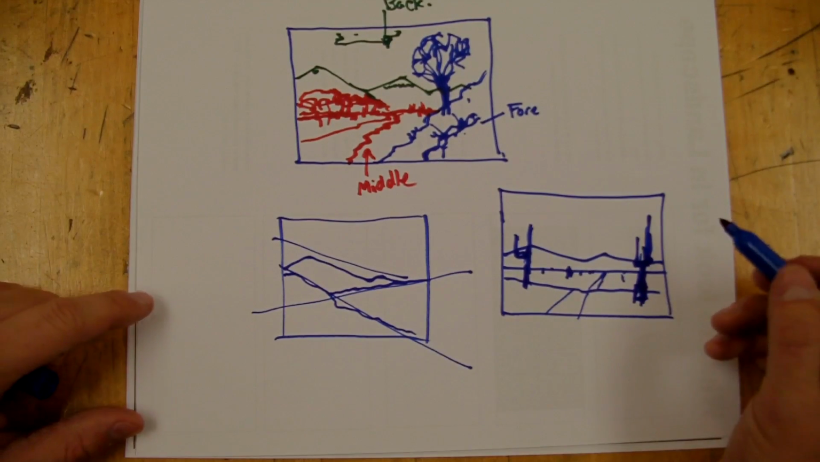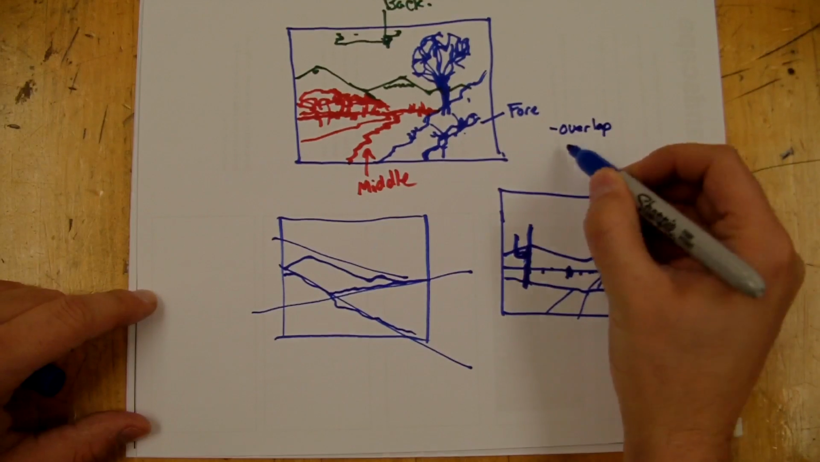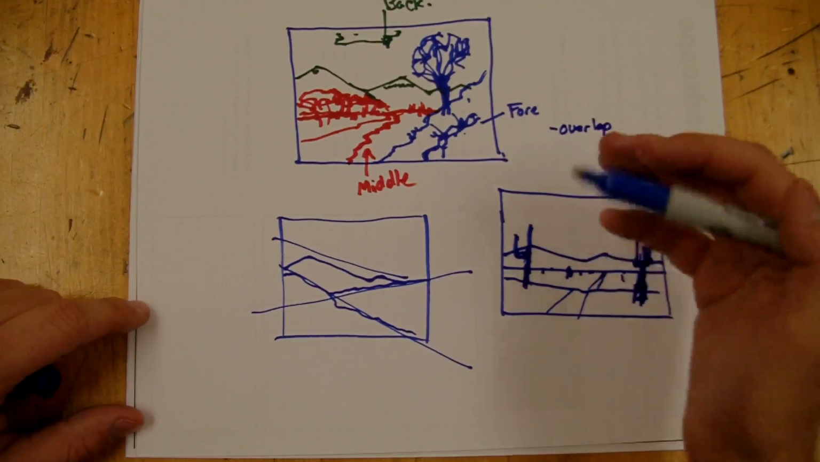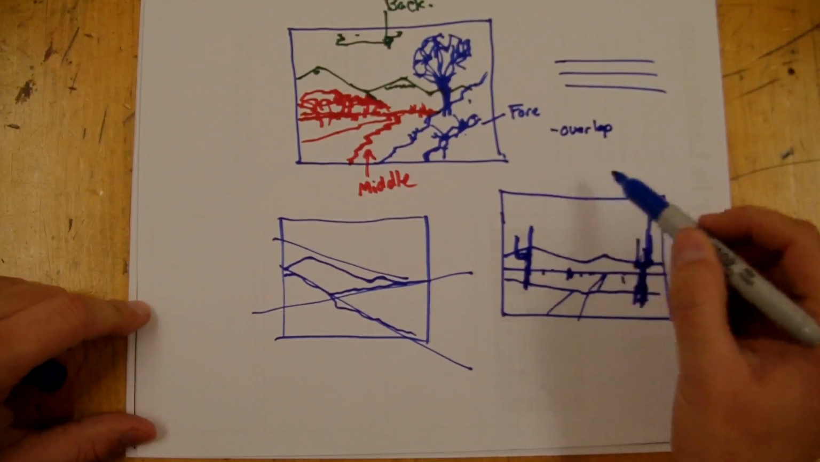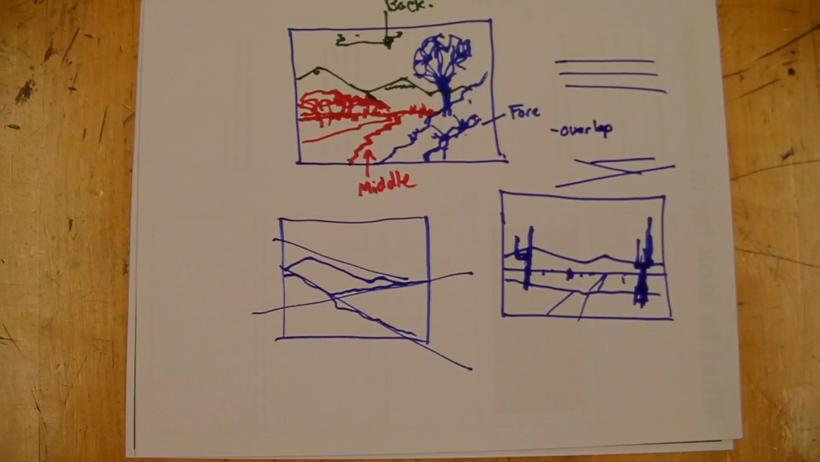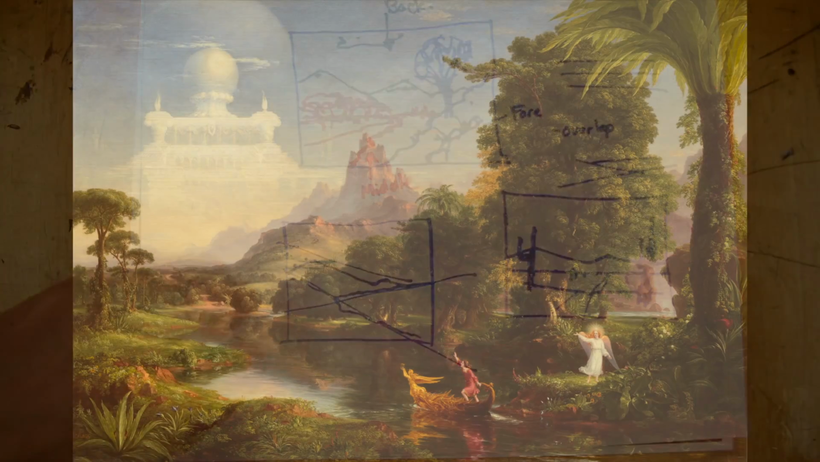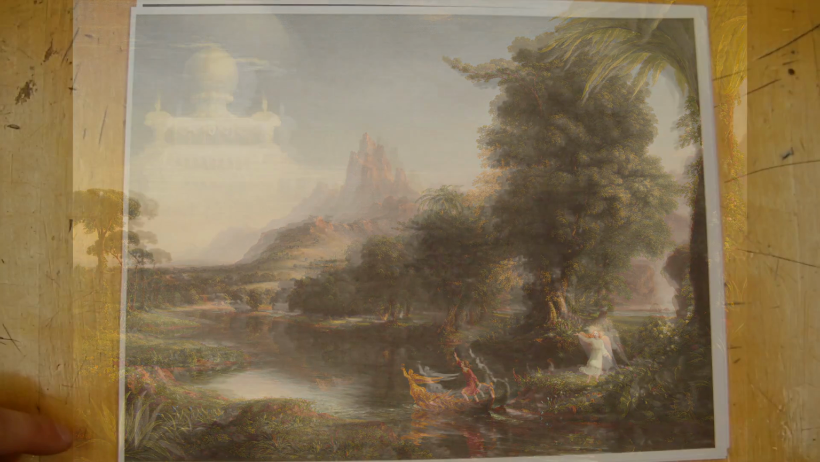So what I really am looking for is I'm looking for overlap, and I'm looking for non-parallel. I don't want to see them all go in a straight line. Parallel meaning 1, 2, 3. I want to see something like 1, 2, 3, or something like that. That would look a lot more interesting. If you don't believe me, let's look at one that's an actual professional painting. Here again is one by Thomas Cole. Let's look at this. Where are our foreground and middle ground and background?